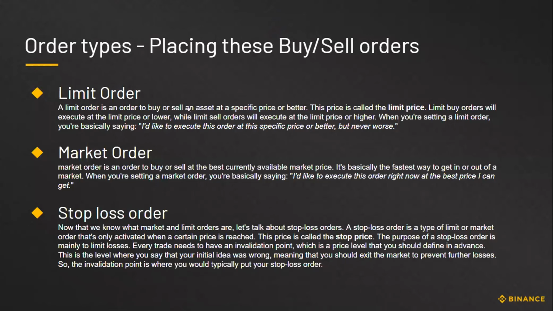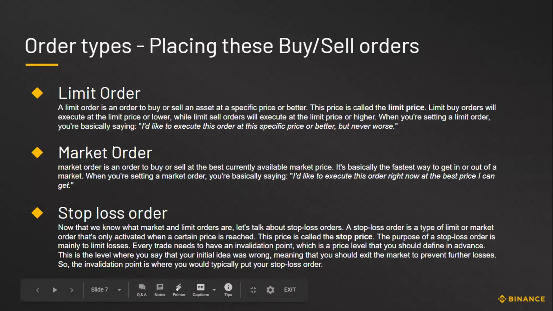Market order is usually faster than the rest. Like it says here, it is an order to buy or sell at the best currently available market price. Do you understand? Best currently available market price. It's basically the fastest way to get in or out of the market. So when you're setting a market order, you're basically saying, I'd like to execute this order right now at the best price I can get. Do you get?